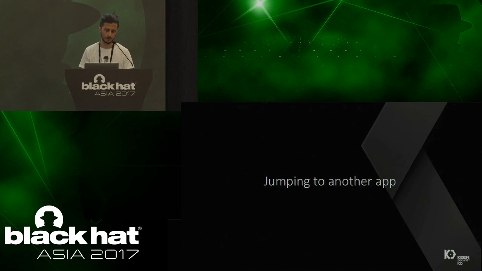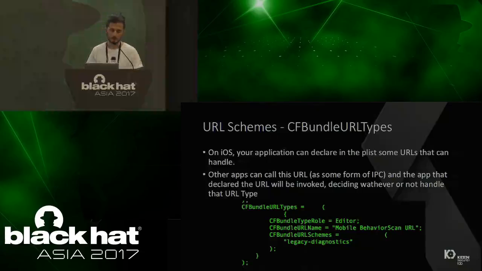So the idea is to jump to another app. But which app should we jump to? On iOS, there is something called URL schemes and CFBundleURLTypes. Basically, in your application's Info.plist, you can declare some URLs that your application is willing to handle. And other applications can simply open these URLs and use it as a form of IPC.